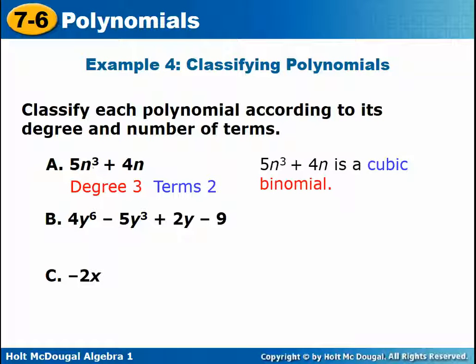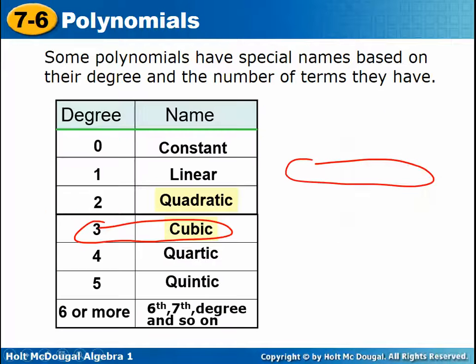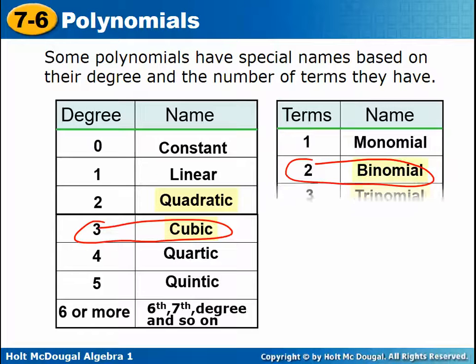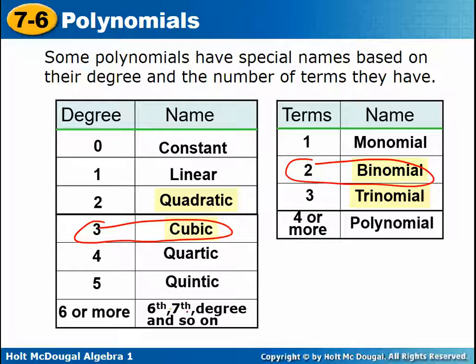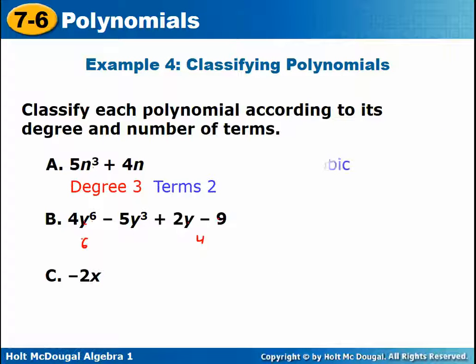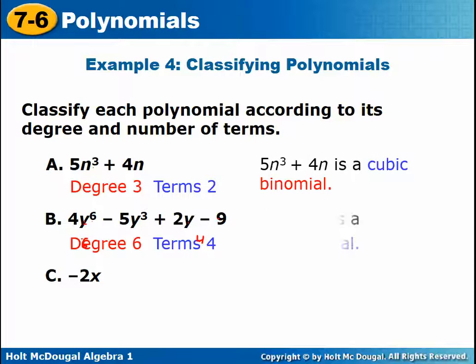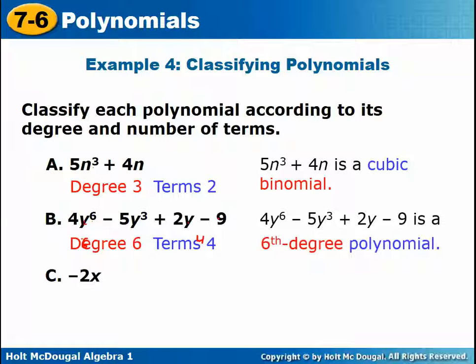In the next one, 4y to the 6th minus 5y to the 3rd plus 2y minus 9, it has a degree of 6, because this one's 6, this one's 3, this one's 1, this one's 0. 6 is the greatest, and it has 1, 2, 3, 4 terms. So a degree of 6 is just a 6th degree, and 4 terms is just a polynomial. So there are only special names for certain ones. After a certain point, they just call them polynomials and so many degrees. So this one we would just say is a 6th degree polynomial.